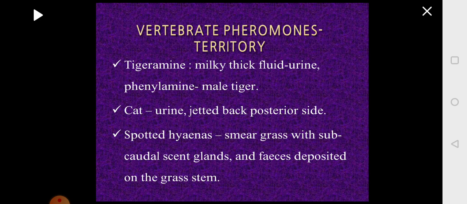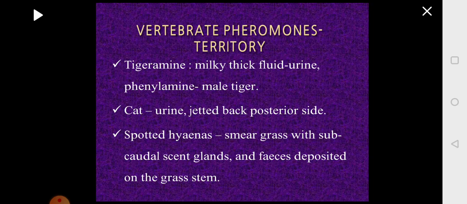Another interesting example is the wild cat. It goes near a tree, then from the posterior side of its body it turns its excretory organ and jets out urine with force onto the bark of a tree. Every day, regularly, it will urinate on the same spot. By doing so, it is marking its territory.